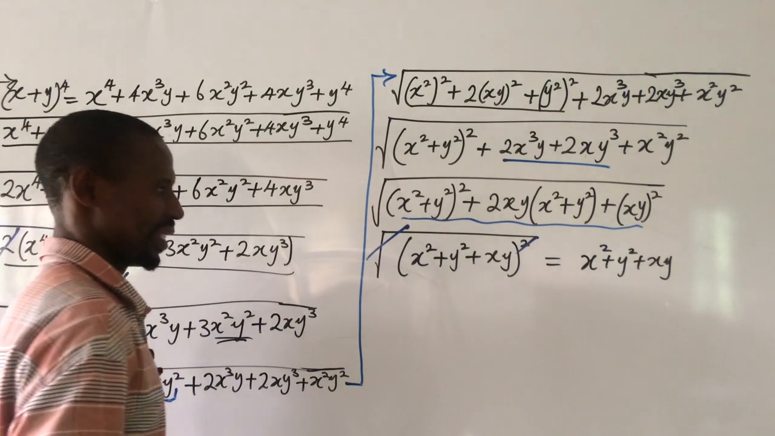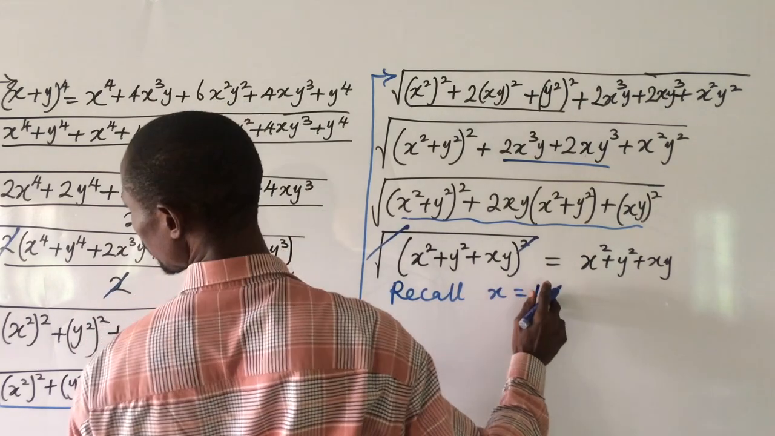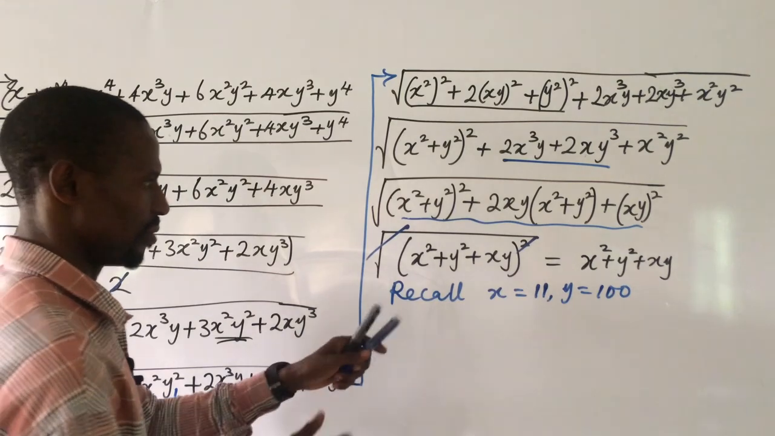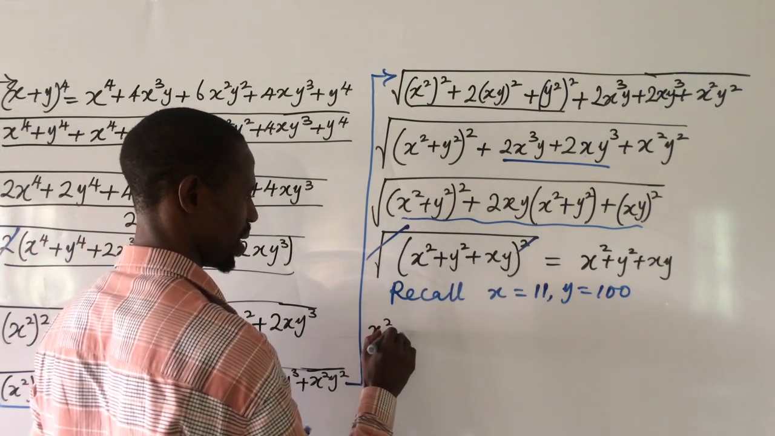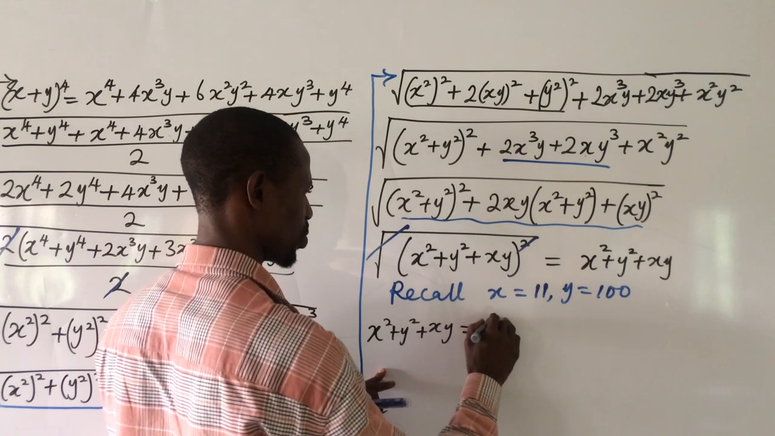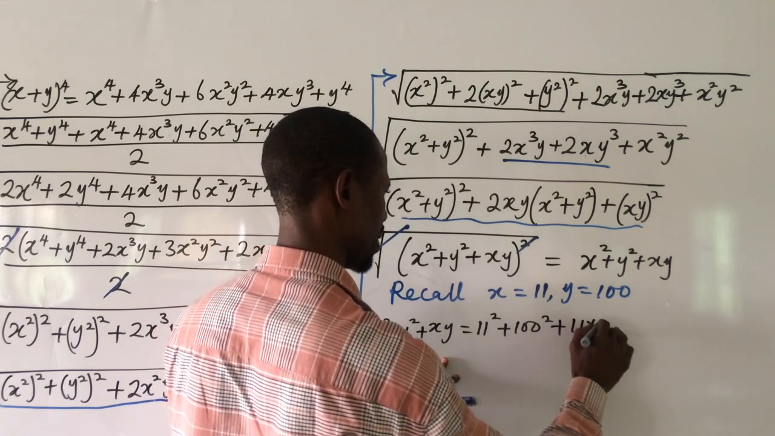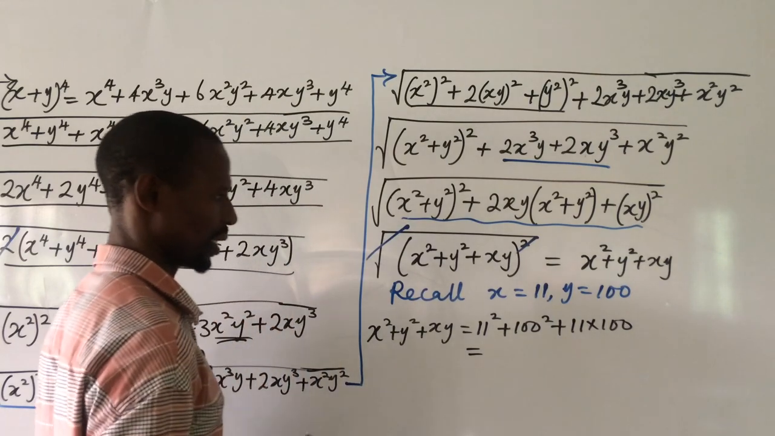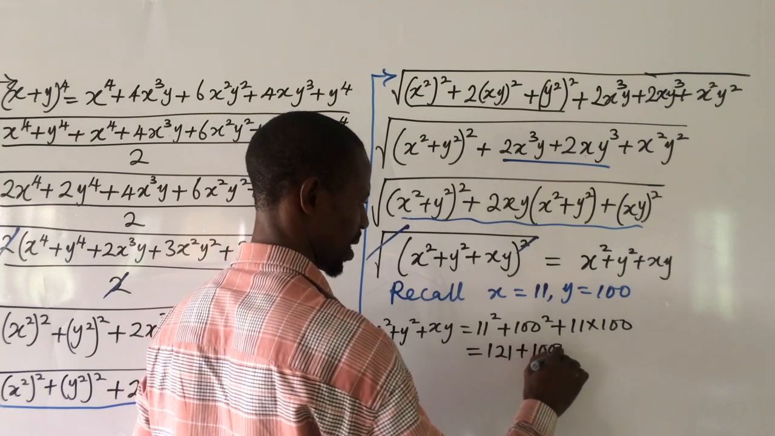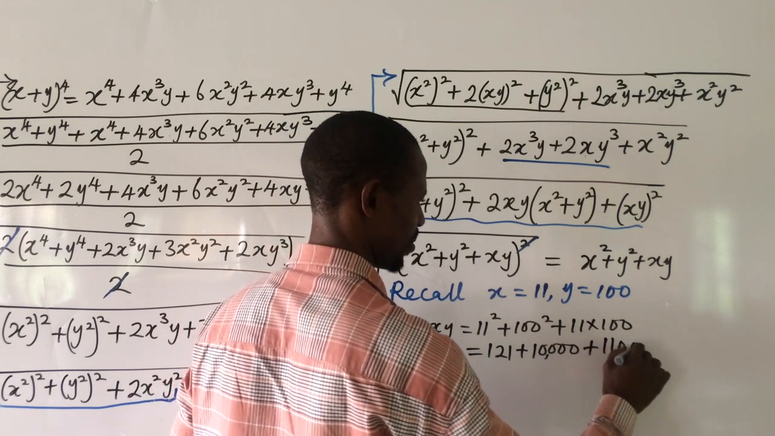And recall, we said that x is equal to 11 and y is equal to 100. So if we go ahead to substitute, we have x squared plus y squared plus xy equal to 11 squared plus 100 squared plus 11 times 100. This gives us 121 plus 100 squared, which is 10,000, plus, if we multiply this, 1100.